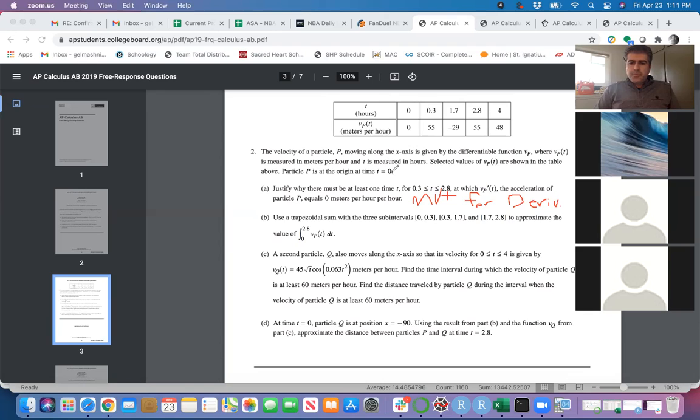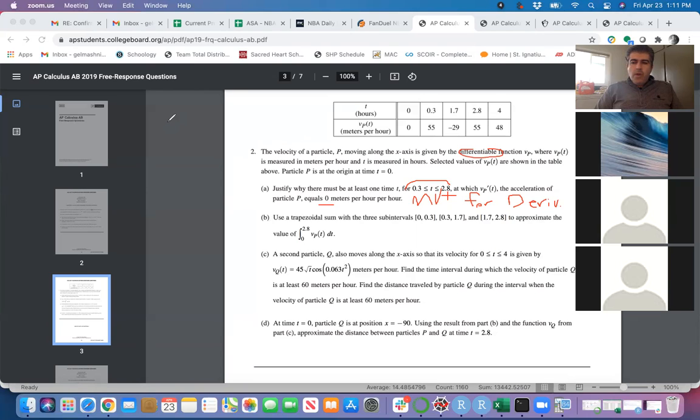So you're focused on this interval, and very important, you want your function to be continuous and differentiable for MVT to apply. Well, you're told it's a differentiable function, so of course it's continuous and differentiable. So we're fine there. So why must we get an acceleration of 0? Well, remember, acceleration is the derivative of velocity. The derivative of velocity is acceleration.